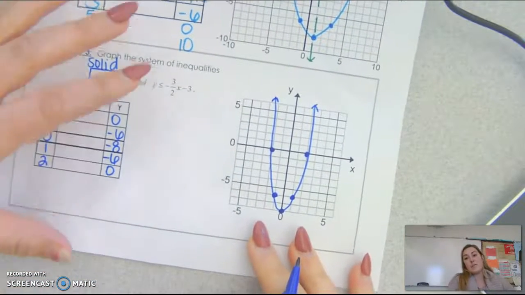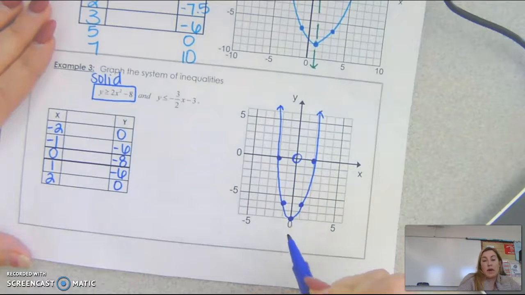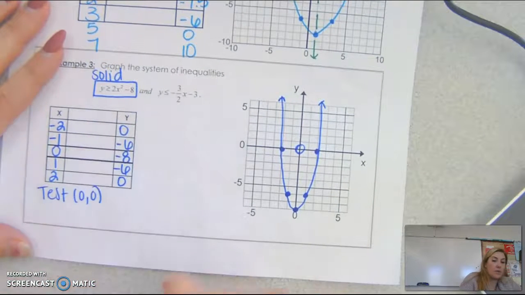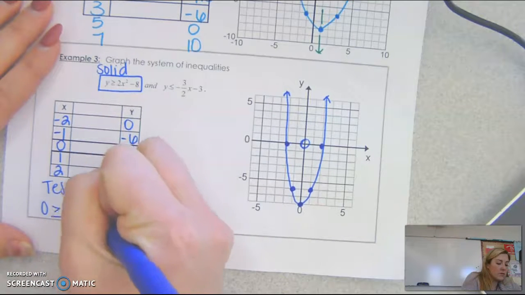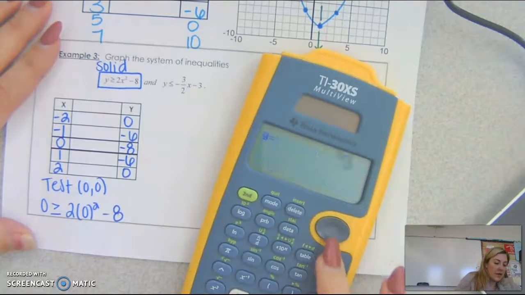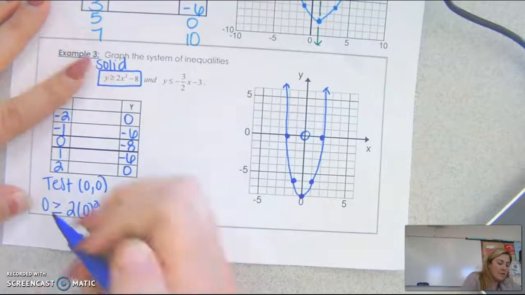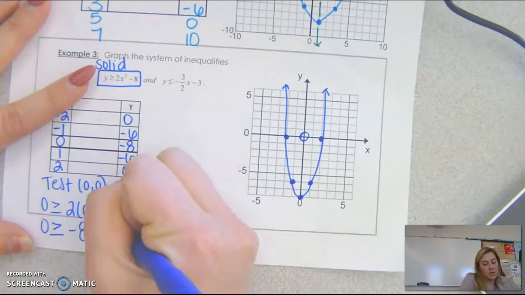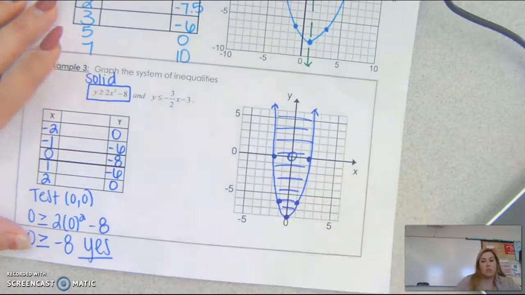Since it's an inequality, I need to see where I have to shade. So I'm going to test (0, 0) to see if I shade on the inside of the U or the outside of the U. I'm going to plug 0 in for x and y, so I have 0 is greater than or equal to 2 times 0 squared minus 8. If I didn't want to do all that work, I can plug that into the calculator. So 2 times 0 squared minus 8, I get -8. So is 0 greater than or equal to -8? Yes. So we're going to shade inside the U shape.